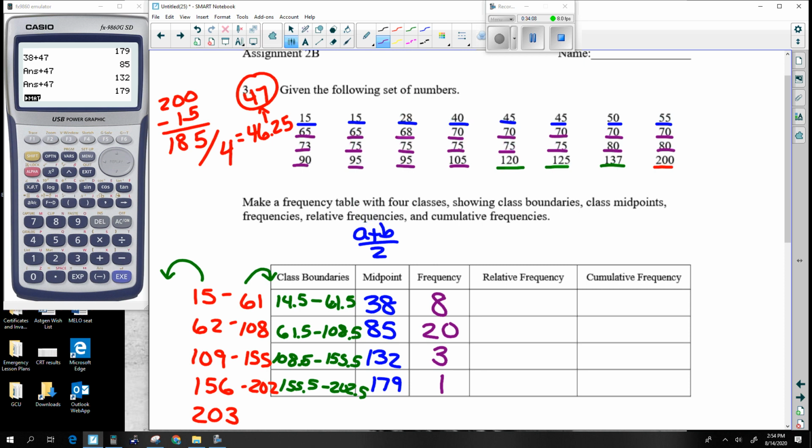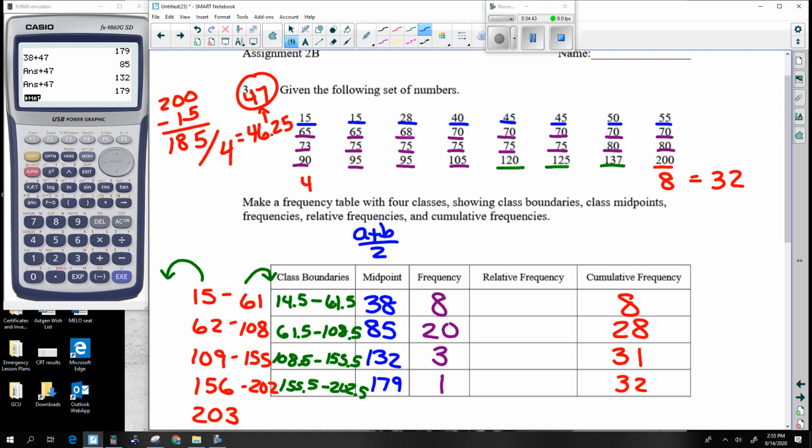I'm going to jump to the cumulative frequency. So the frequency total is 8 plus 20 plus 3 plus 1. Take a quick glance to see if that is the appropriate number. So I see that this is a 4 by 1, 2, 3, 4, 5, 6, 7, 8. It's a 4 by 8. 4 by 8 is 32. And so, yeah, I'm on the right track.